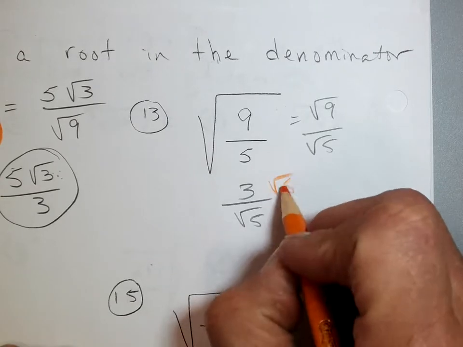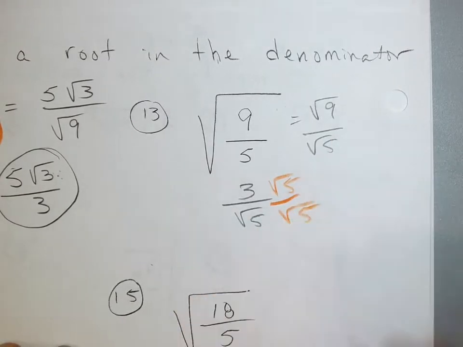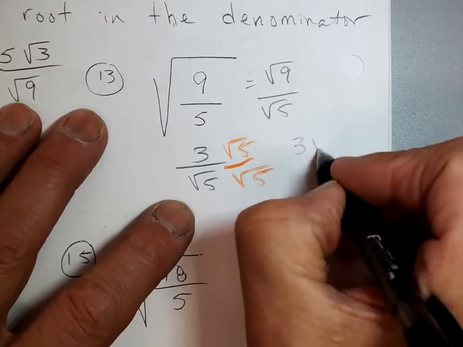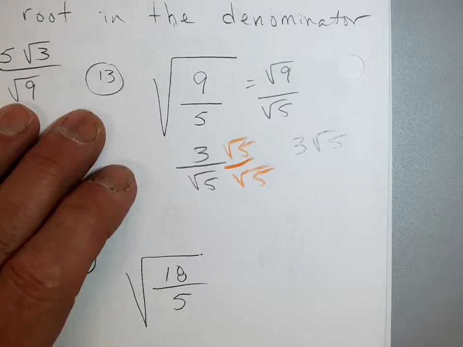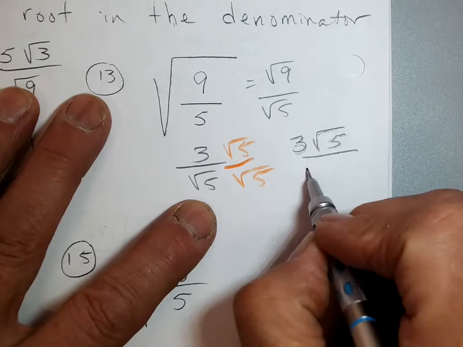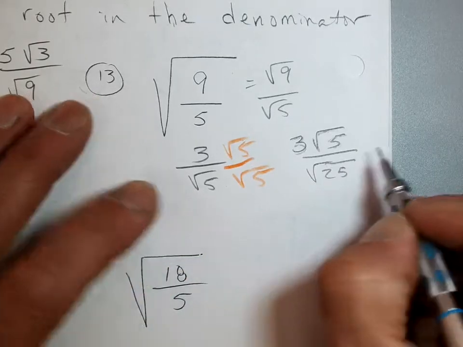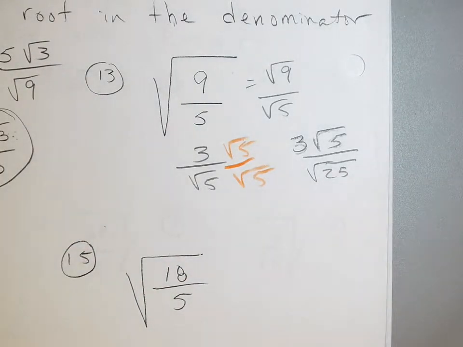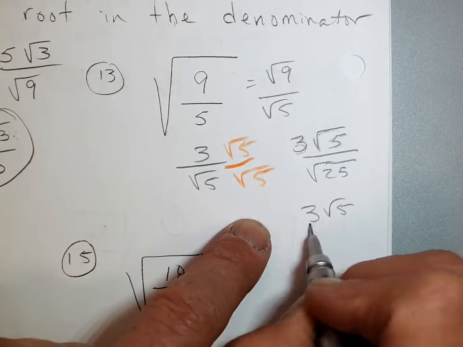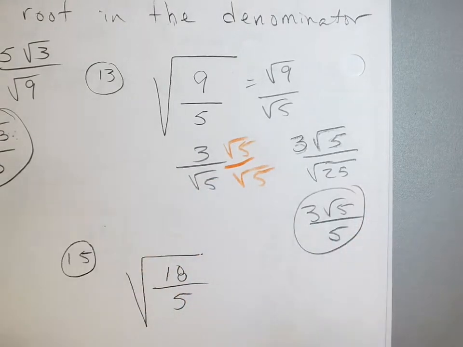Multiply by square root of 5 over square root of 5, right? When you do that, you'll get 3 square root of 5 over the square root of 25. So the problem's going to fix itself, isn't it? But we still have a root. Almost. So we got 3 square root of 5 over 5. Now, square root on the top is okay. Square root on the top is okay. It's a silly rule. Yeah. No, it's great.